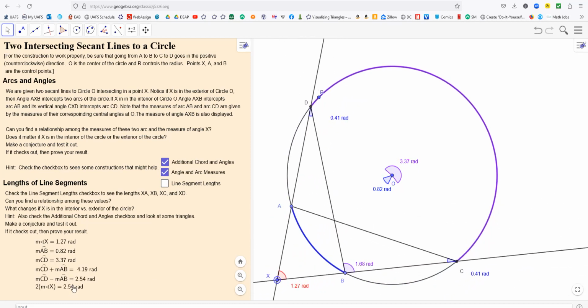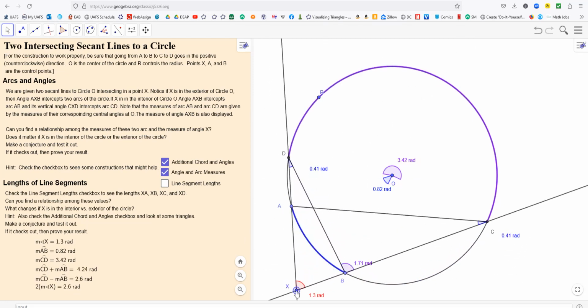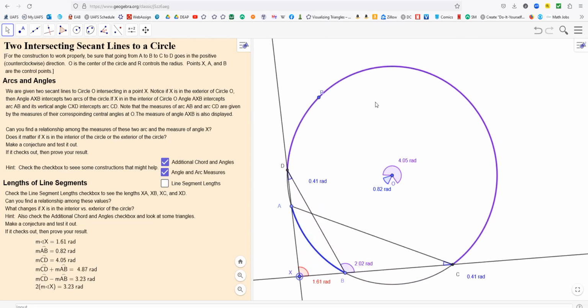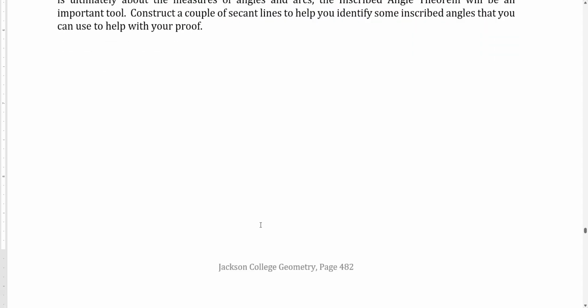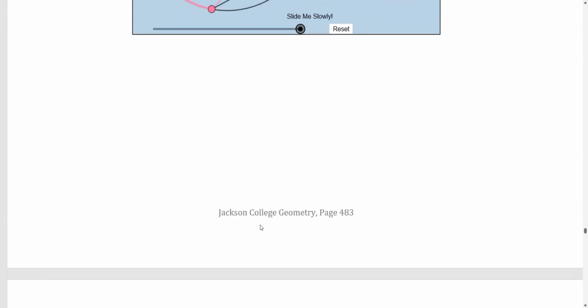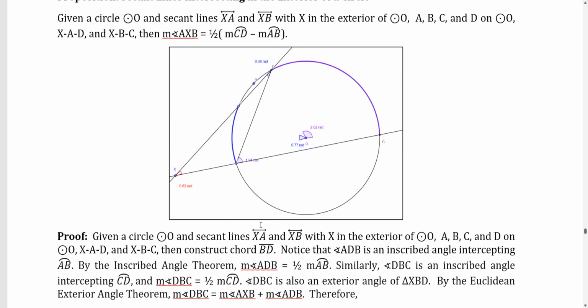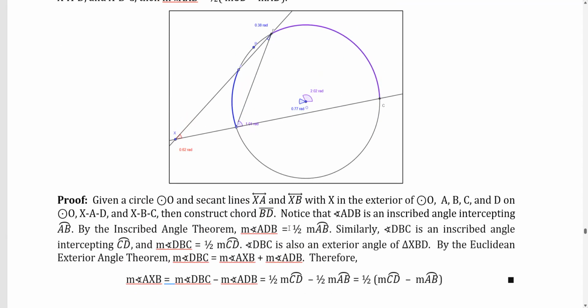So these two match up on the exterior, and these two match up. This one and this one match up on the interior. Okay, so that's an interesting setup there. Okay, there's the pictures, there's the statement of the theorem, there's the proof.